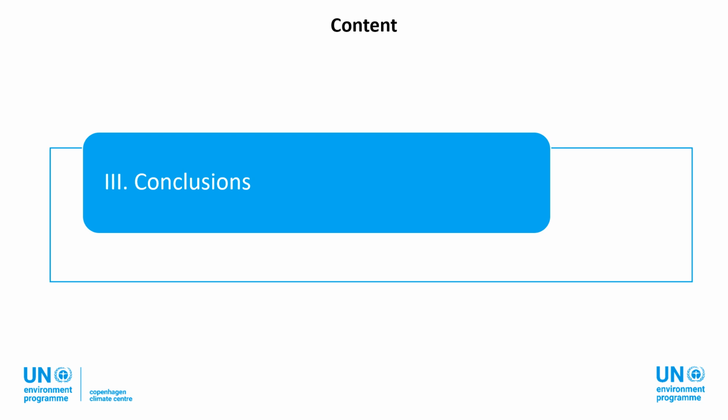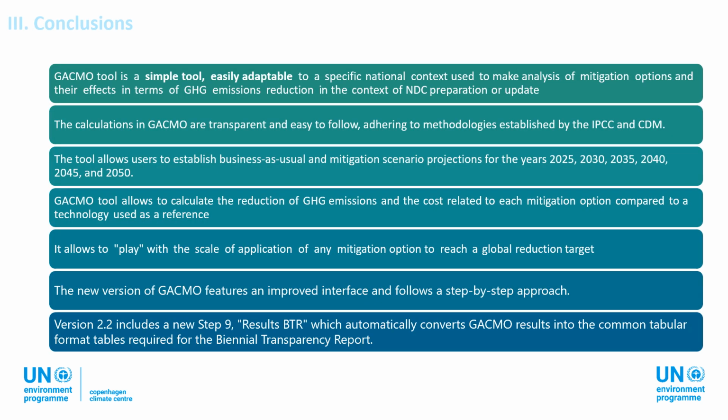Now, let's move to the final part of this presentation, conclusions. To summarize, GACMO is a simple tool, easily adaptable to specific national context, used to make analysis of mitigation options and their effects in terms of GHG emission reduction in the context of NDC preparation or update. The calculations in the GACMO are transparent and easy to follow, adhering to methodologies established by the IPCC and CDM.